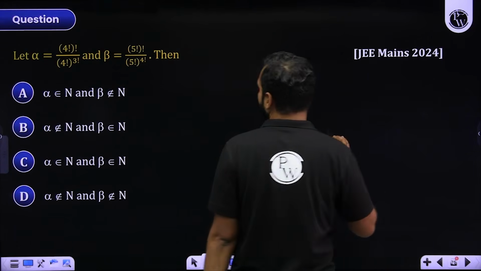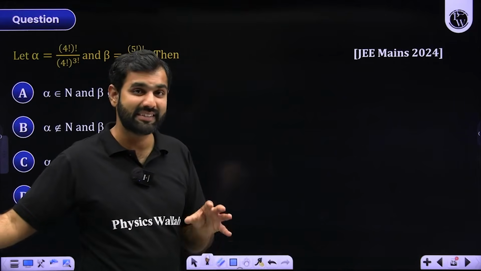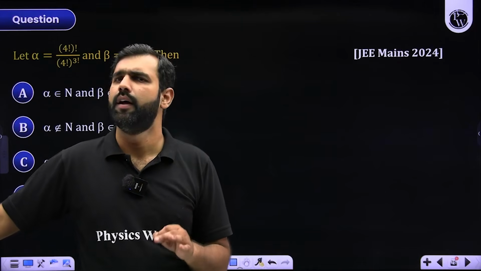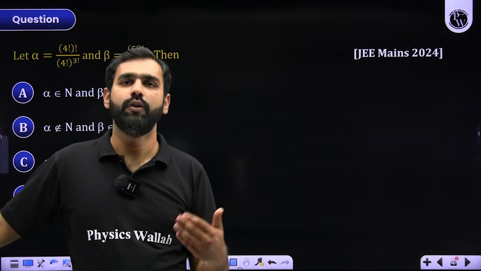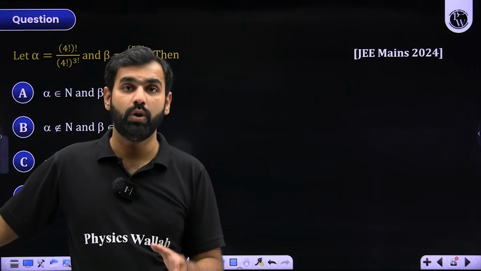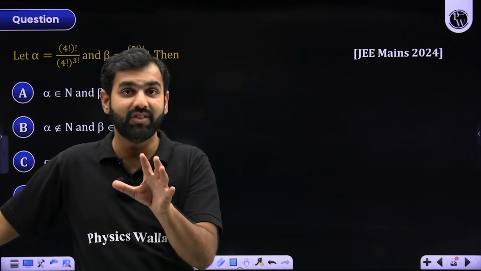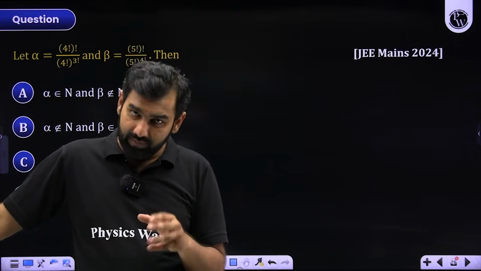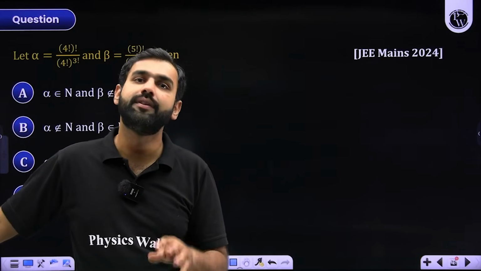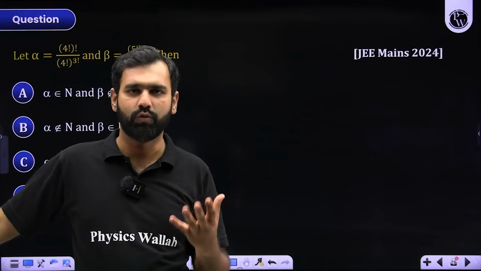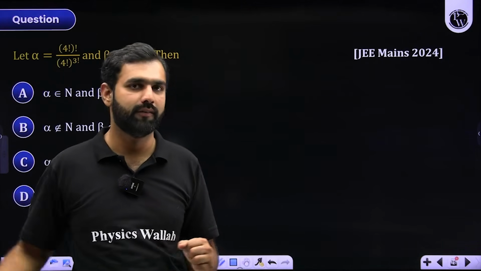So alpha has 4 factorial. As I have already told you in the beginning of this session, learn these values: 1 factorial, 2 factorial, 3 factorial, up till 10 factorial you should be well versed with. You should have these values at your fingertips. If they are there with you at your fingertips, they will actually help you in solving a lot of questions more quickly. How? Let's have a look at that.